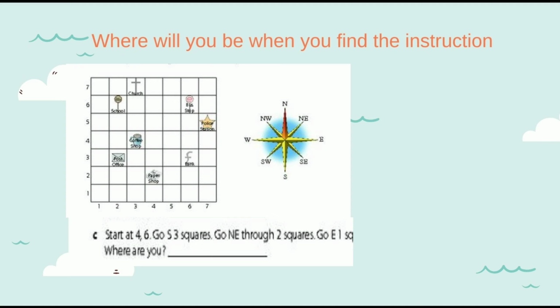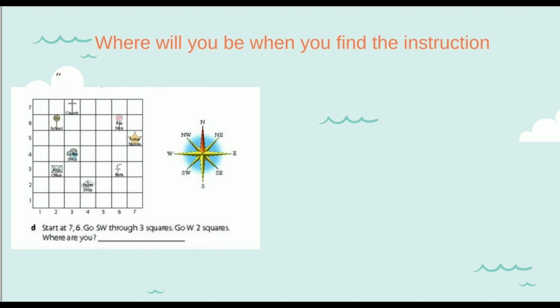Alright, let's do D now. So we're starting at 7-6. Okay, so let's find 7, then find 6. So now we are beside the bus stop above the police station, and we're going southwest through 3 squares.